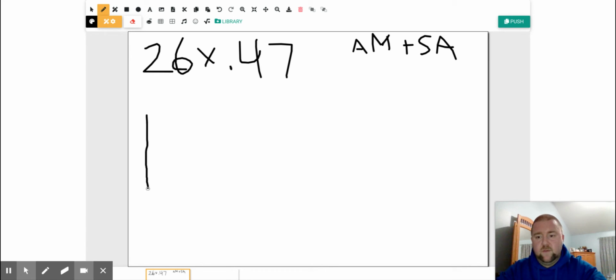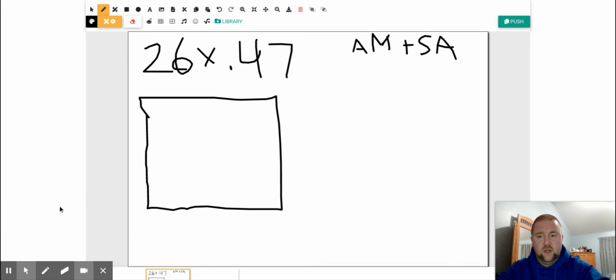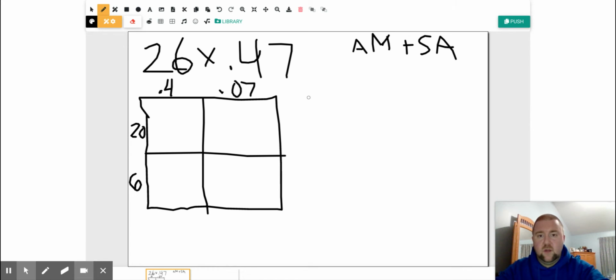So we did this before the other day with two-digit times one-digit. Well, today we're going to have two-digit times two-digits, so we're going to need more blocks. So we're still going to break these numbers apart, kind of like we did with the last lesson. 26 is going to end up being 20 and 6. 47 hundredths is going to be 4 tenths, and it's also going to be 7 hundredths. So you're still going to be doing this the same way that we've done the other area models, except for this one, it's going to be 20 times 4 tenths.